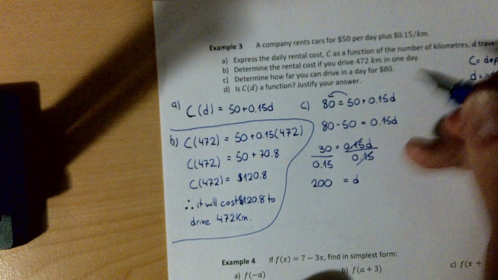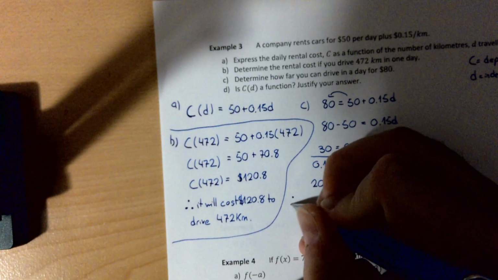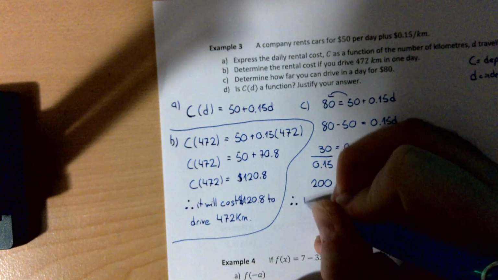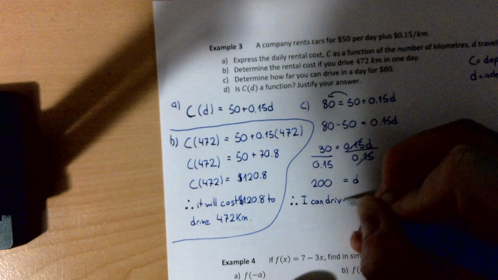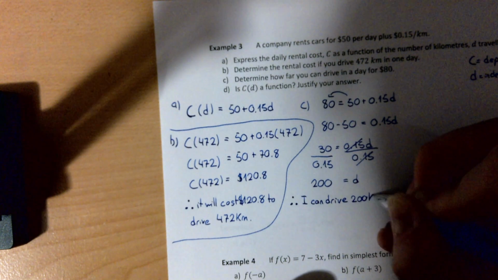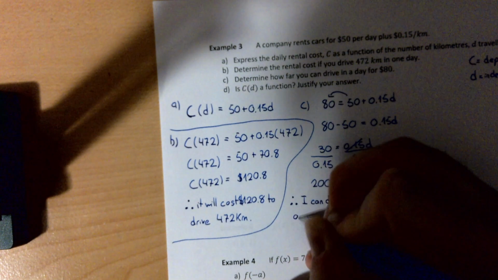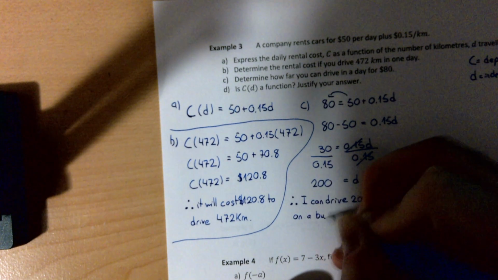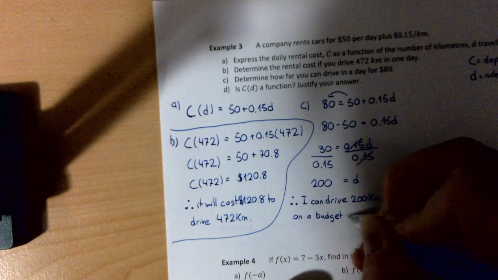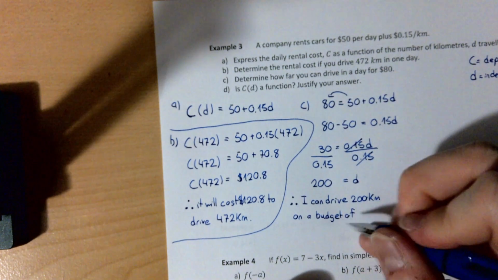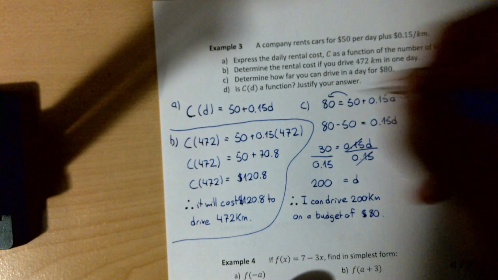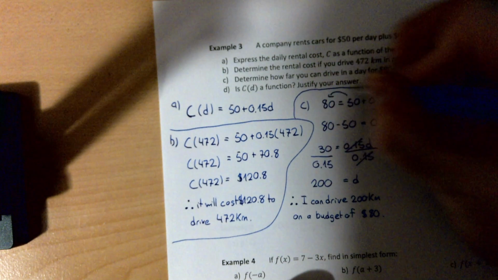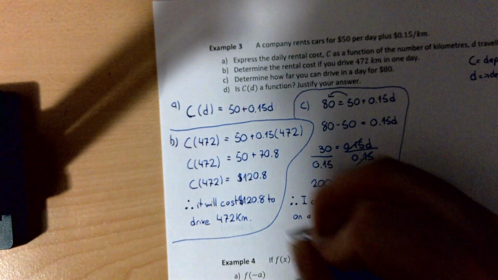But again, it's still a word problem, so therefore I can drive 200 kilometers on a budget of, how much did we say it was? $80. Perfect. Let's do a little bubble around this answer too to separate it from D.